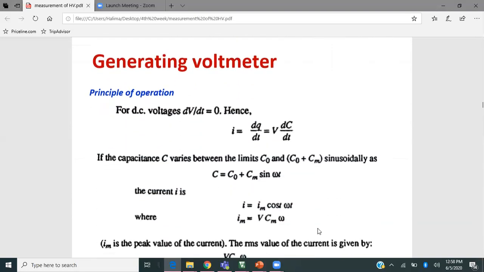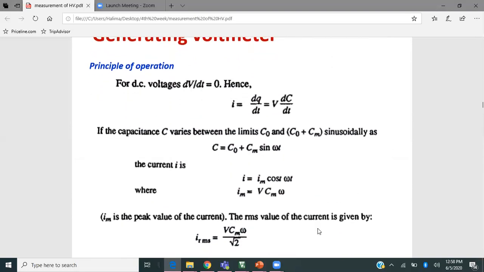So from the principle of the operation, you can say that for the DC voltages, dV by dt will be equal to 0, and your expression will become I is equal to dq by dt, and it will be equal to V dC by dt. Now if the capacitance varies between the limits C naught and C naught plus Cm, you can write that C is equal to C naught plus Cm sin omega t. So current will be given by this equation, and the RMS value of the current will be equal to V Cm omega over under root 2.